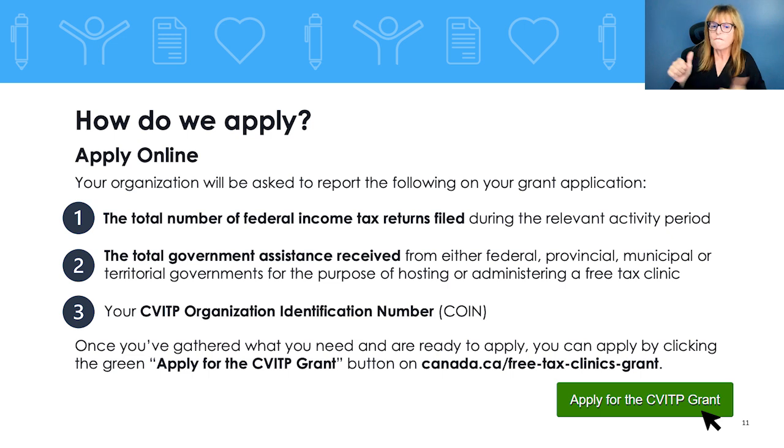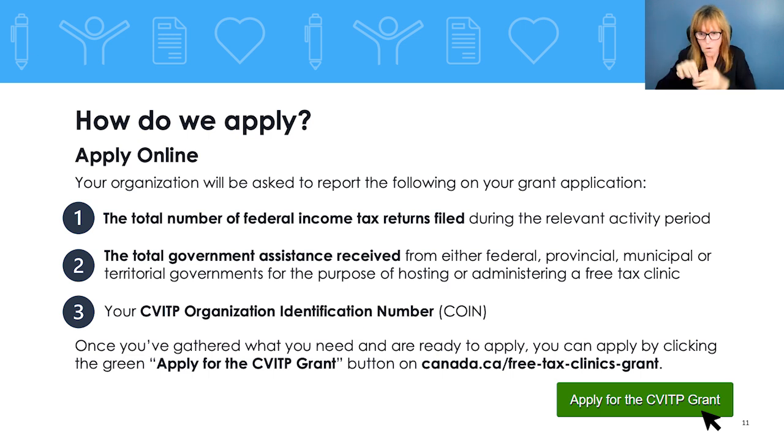The total government assistance your organization receives from either a federal, provincial, or municipal government for your tax clinic. Only funds received from one of these levels of government should be included. Any grant from Revenue Quebec for the purposes of hosting a free tax clinic and previous CVITP grant received should not be included. Your CVITP organization identification number, or COIN, which is used as a counter for the number of returns filed by your organization's volunteers.